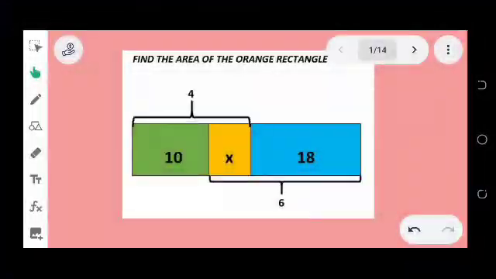Everyone, let us try to answer this geometry problem from the Irish Mathematical Olympiad. In the problem, we are asked to find the area of the orange rectangle indicated by the variable x. Now, as you can see, the green and the blue rectangles share a side with the orange rectangle.